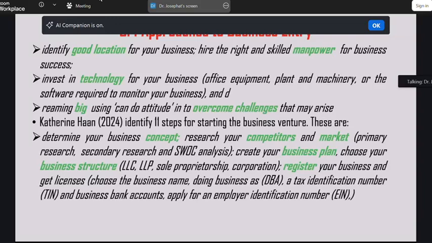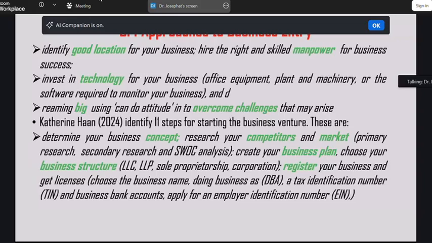Sasa ukijiuliza, and then you are forcing people to go to those markets, is it possible for them to go? Possibility ni ndogo. Ndio maana wengi yale masoko unaweza kukuta ni majengo tu, hakuna mjasiriamali hata mmoja, wote wameenda mjini ambako ndiko watu wanaweza kufika kwa urahisi. So business location inakuwa na impact kubwa sana, as well as hiring the right and skilled manpower for business success. So we need also mjasiriamali pia anatakiwa afanye a little bit investment in technology.